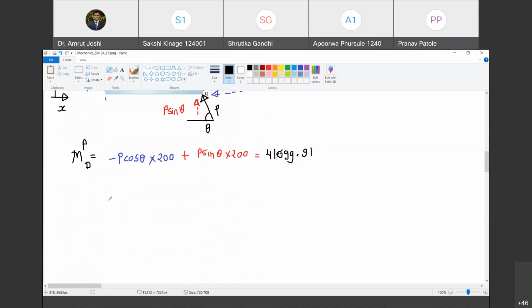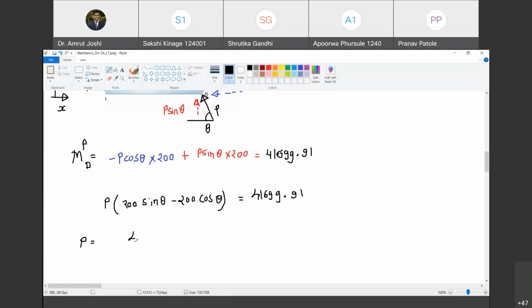So can I take P common from the left hand side? Yes. So if I take P common, what do I get? I get it as 200 sin theta minus 200 cos theta. Happy? Yes, sir. This is equal to 41699.91. Happy? Yes, sir. So what is the value of P?